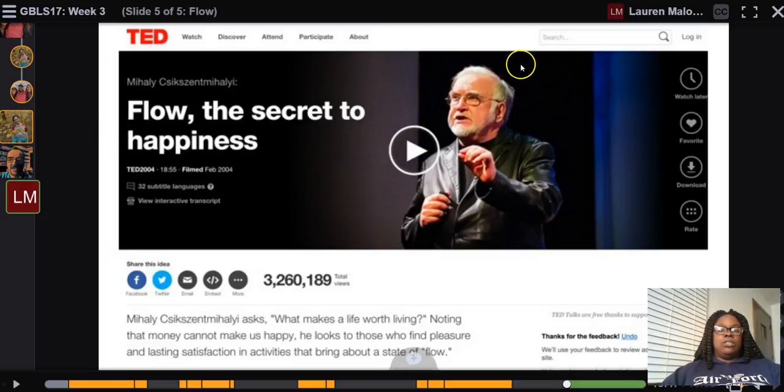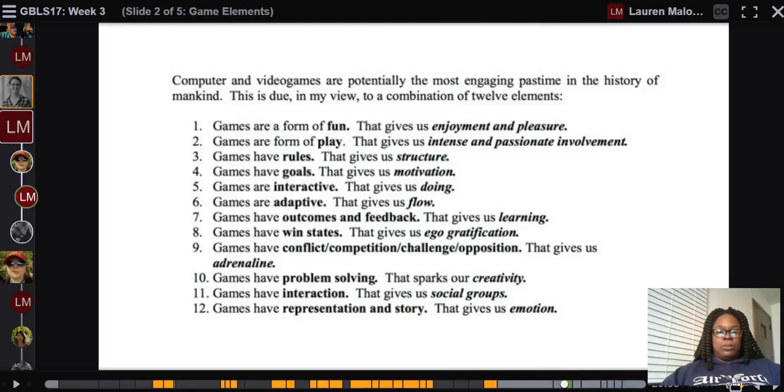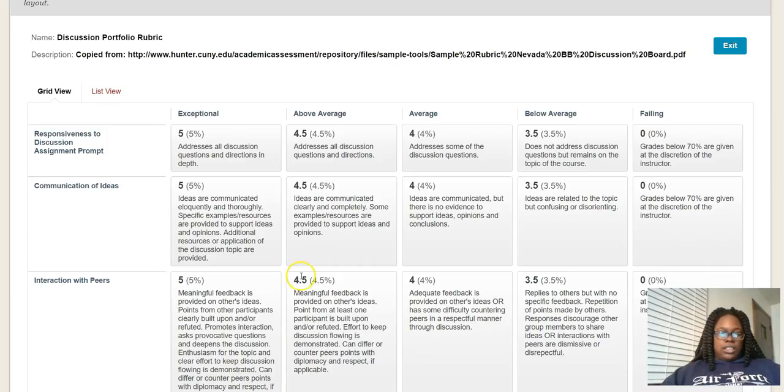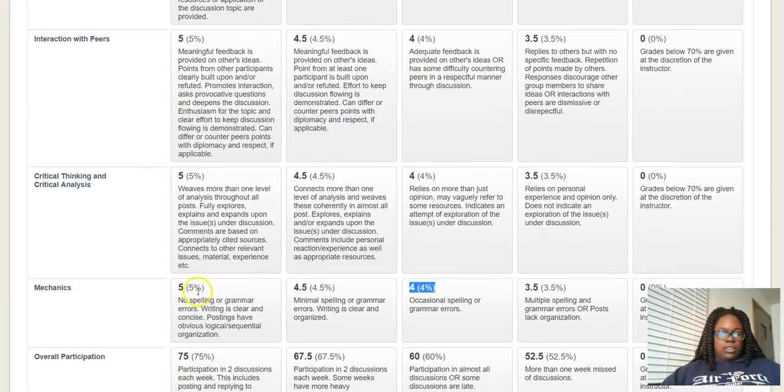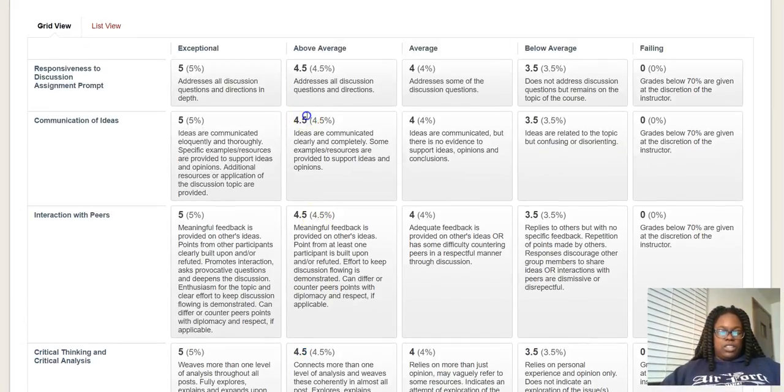And I just realized I didn't do the rubric for number 2, so we're going to do 2 rubrics. So for number 2, I think responsiveness, communication, interaction, and critical thinking are all 4.5s. And mechanics, sorry. And then communication would be a 4. As I said, I think that was kind of my issue on this one.